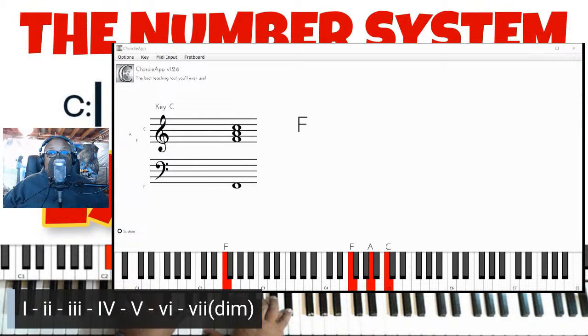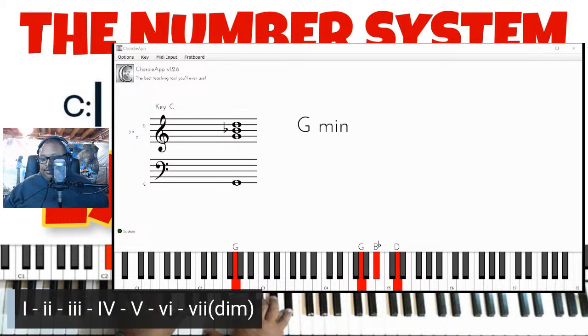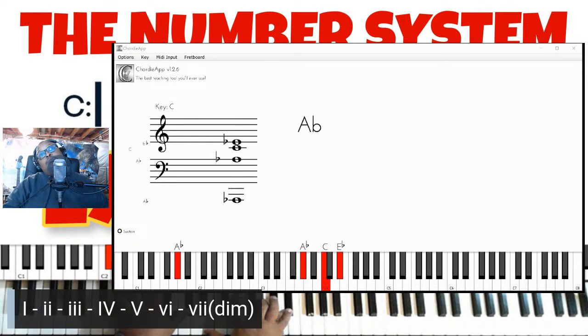Because 1 is, in a lot of cases, major, the 2 is minor, 3 is minor. And of course, let's say the song is in A flat. Okay, cool. And you're in your band and your band leader says, yo, 1, 2, 3. You know what I'm saying?